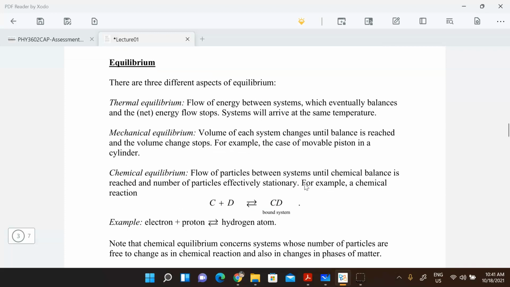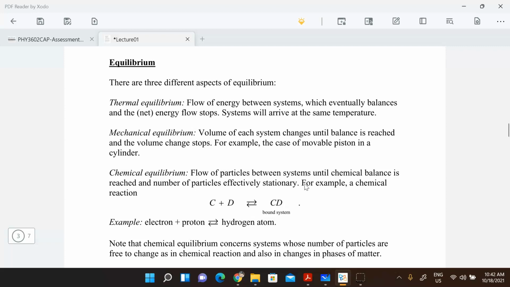Okay, let me talk about equilibrium. There are three types of equilibrium considered in this case. Usually this is related to the kind of exchange of energies that you are allowed to have. So the first one is called thermal equilibrium.